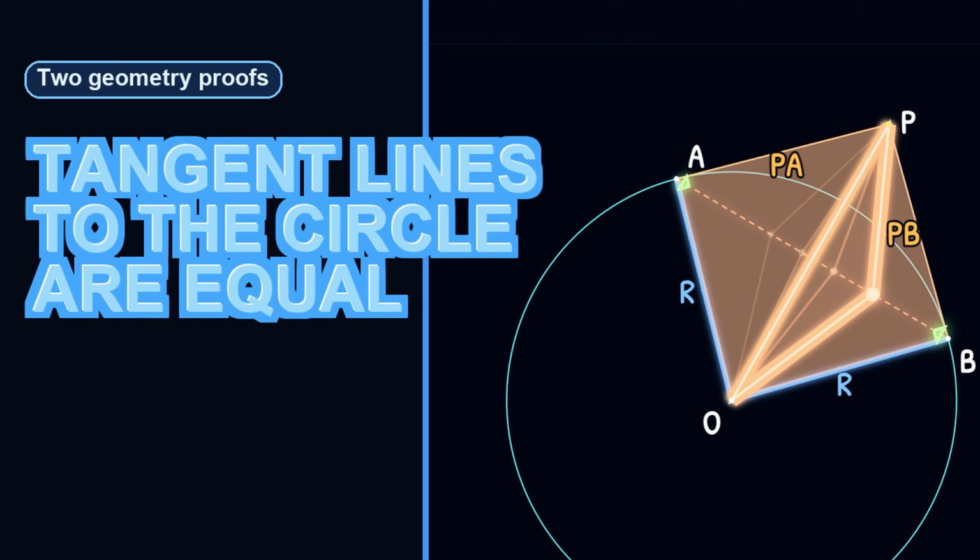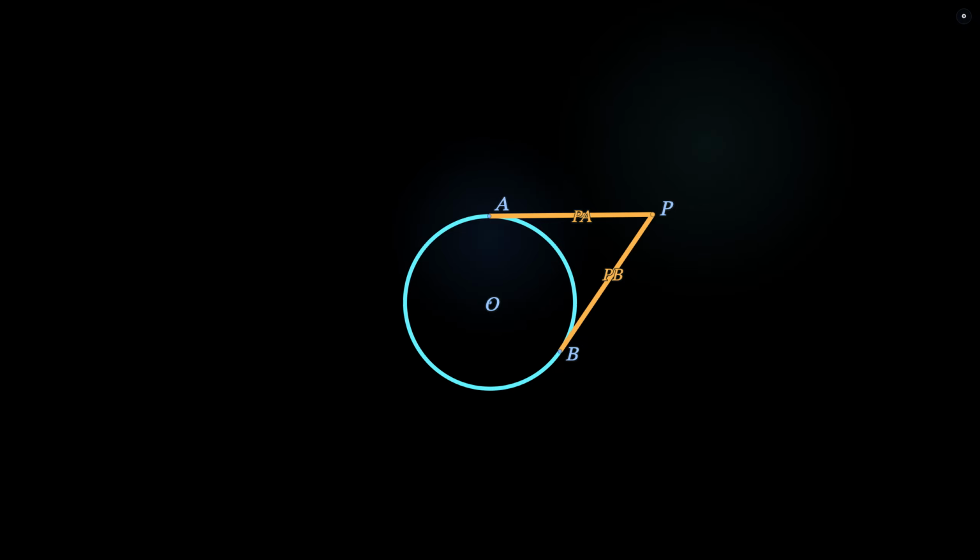Today we are proving one of the classic circle facts that shows up again and again in geometry. If two tangents are drawn from the same external point, then the two tangent segments are equal. So in our picture, if the tangents from point P touch the circle at A and B, then we want to prove PA equals PB.